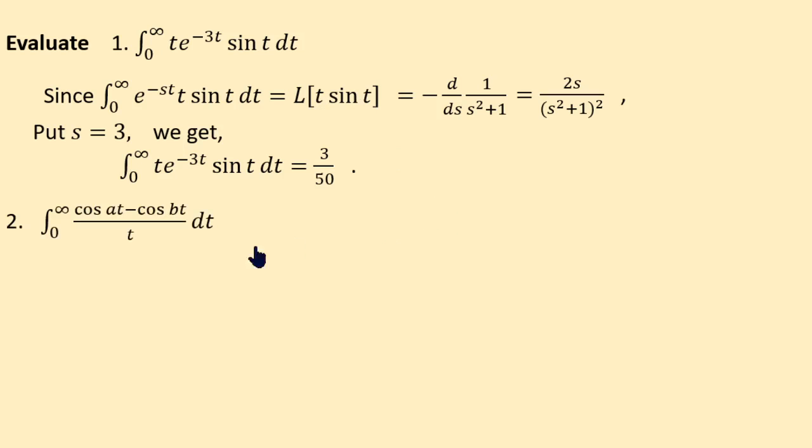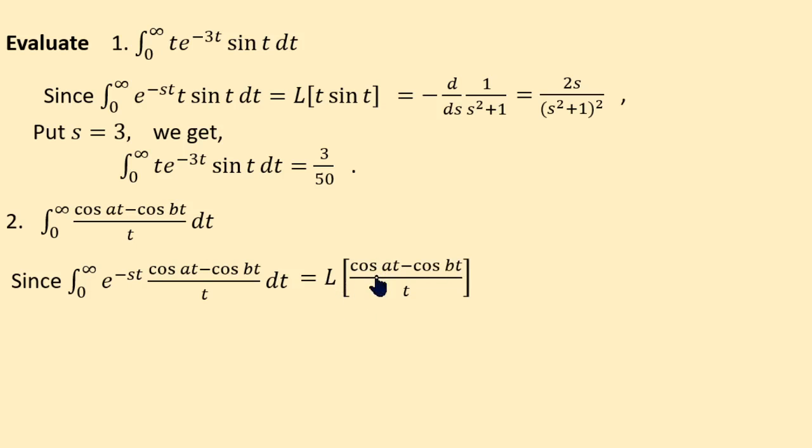One more example. Suppose you want to find the value of integral 0 to infinity cos at minus cos bt by t dt. We do not have any formula to integrate this type of function. Then what to do? Assume that this is your f of t multiplied by e power minus st. So, integral 0 to infinity e power minus st f of t dt is nothing but the Laplace transform of f of t, that is cos at minus cos bt by t, and use rule 3 to find the Laplace transform of cos at minus cos bt by t.